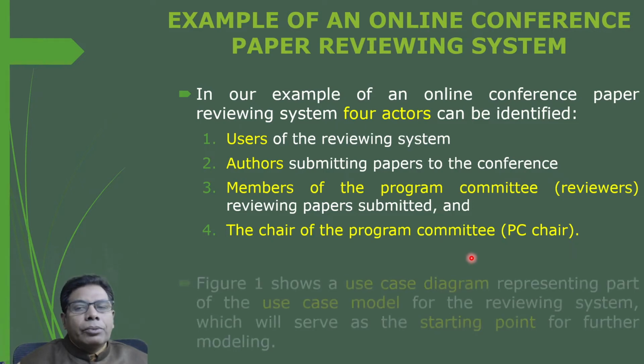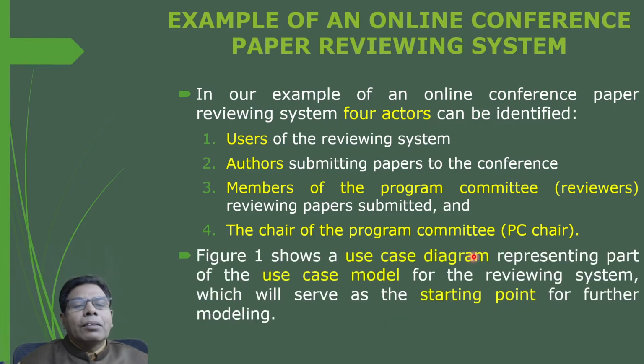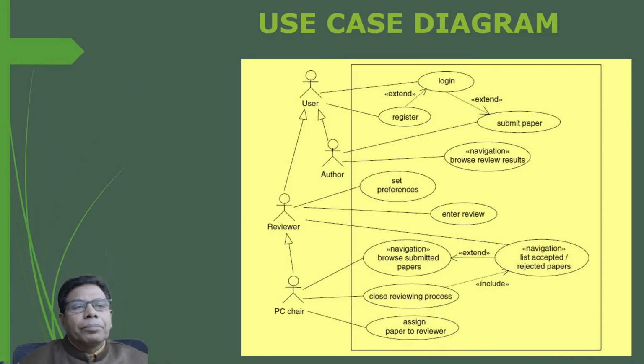And then we show the use case diagram representing part of the use case model for the reviewing system, which will serve as the starting point for the further modeling. So that will be the start point for the modeling. Let us see the diagram. So here you can see we have the 4 actors: user, author, reviewer, and the PC chair. And this is the use case diagram.